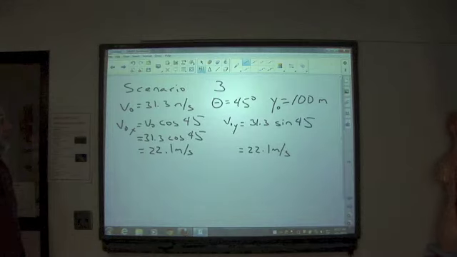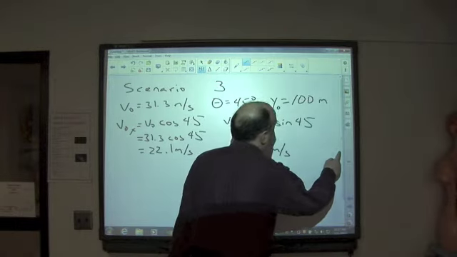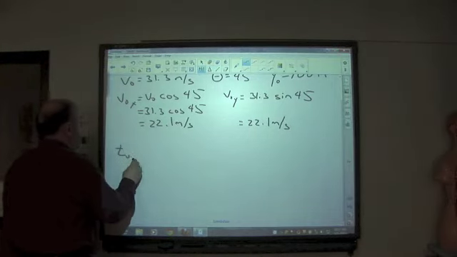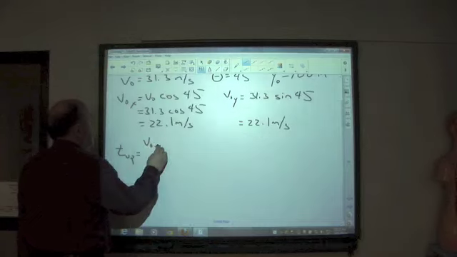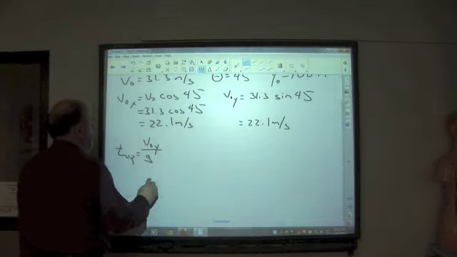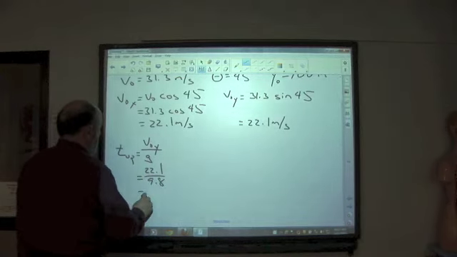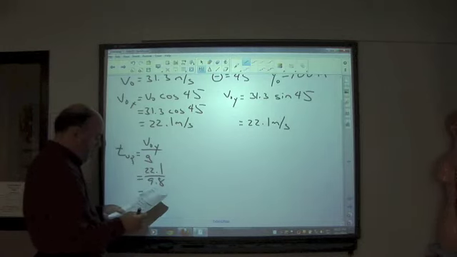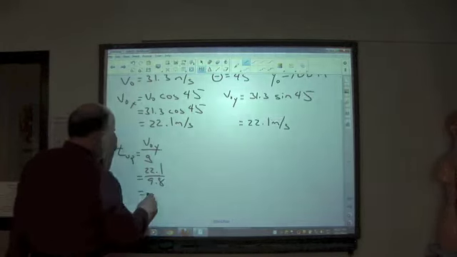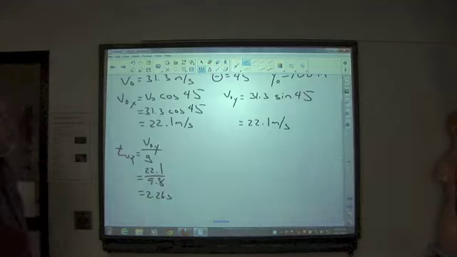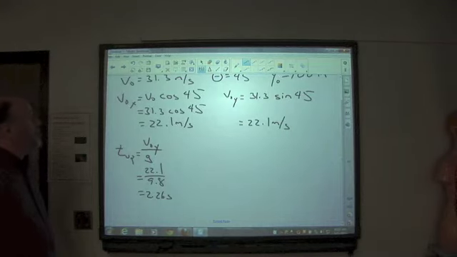So, now what happens? Well, time up. We said earlier from the last page that time up is going to be given by v naught y over g. So 22.1 divided by 9.8, and that will be 2.26 seconds. So it takes 2.26 seconds to get to its highest point, and then from there it's going to drop.